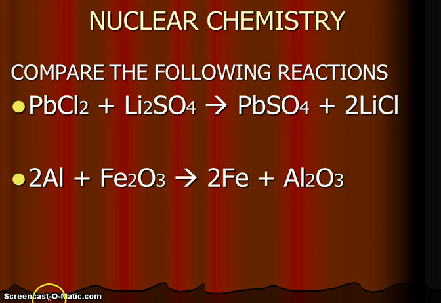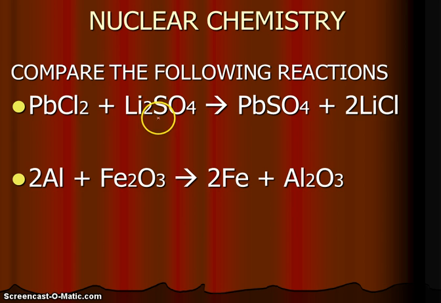Let's take a look at two reactions and compare them. In our first reaction, we have lead 2 chloride reacting with lithium sulfate to produce lead 2 sulfate and lithium chloride. When we look at this reaction, we've got a compound reacting with a compound, which makes it what kind of reaction type?